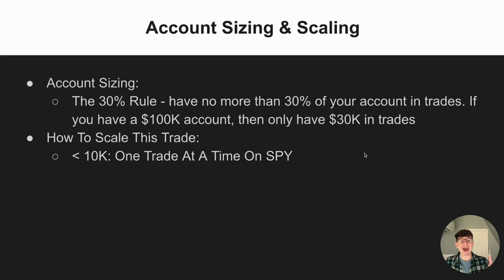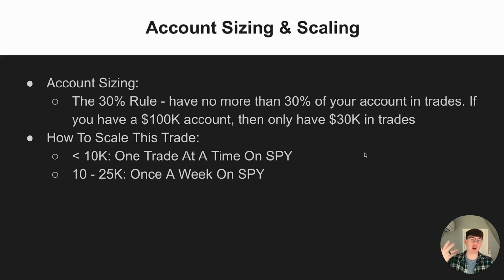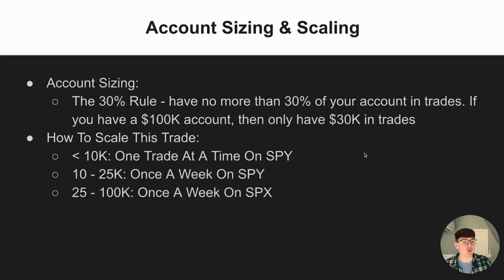So with that in mind, if we have less than $10,000 in our account, then we should do one trade at a time, only one trade active at a time on SPY. If we have a $10,000 to $25,000 account, we can do once a week on SPY, a smaller asset. If we have $25,000 to $100,000, we can do this trade once a week on SPX, a larger asset. If you're doing it on futures, this would correlate to ES, so you can do it on a larger asset.